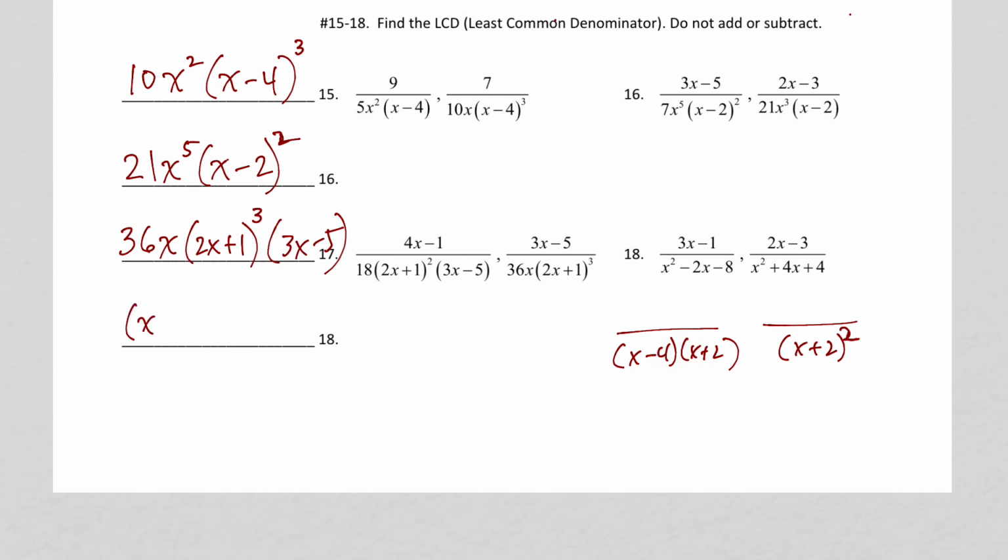For the x minus 4, it happens once here and 0 times here. Once is more, so it'll happen once here. For the x plus 2, it happens once here and twice here. Twice is more, so it's going to happen twice in the denominator.